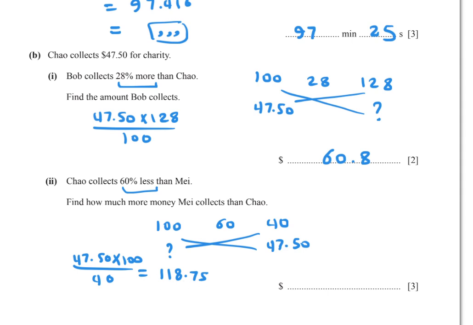But we don't need May. We need how much more money May collects than Shaw, so we need to subtract: 118.75 minus 47.50 equals 71.25. Or we can find it directly: just put a question mark below 60, then cross multiply to find the difference directly.